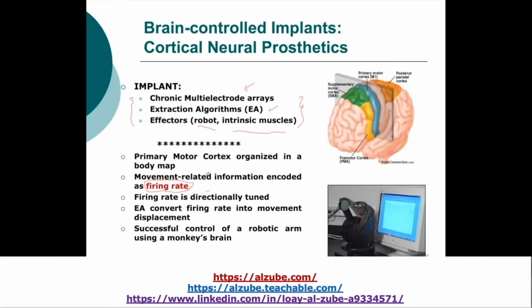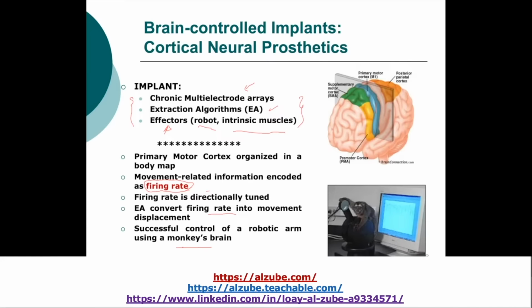And then the extraction algorithms will come in and convert the firing rate into movement displacement by controlling effectors. The extraction algorithms will compare the data with available databases, and then we can control robots, or an exoskeleton suit that is going to be controlled through the controllers relying on the extraction algorithms. An example of this was the successful control of a robotic arm using a monkey's brain. An array of electrodes was implanted in the brain.